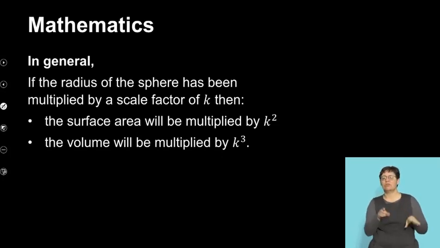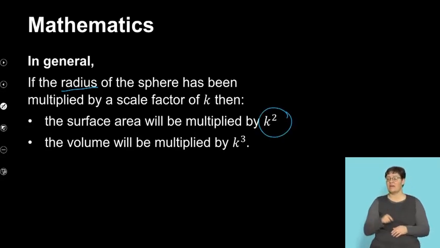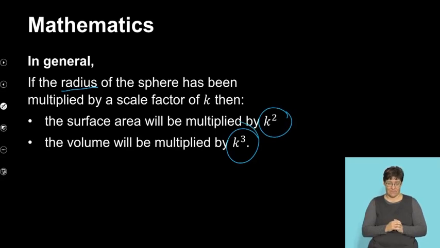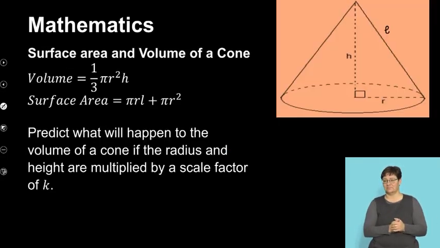In general, if the radius of the sphere has been multiplied by a scale factor of k, then the surface area will be multiplied by k squared and the volume will be multiplied by k cubed. Let's move on to the next slide.